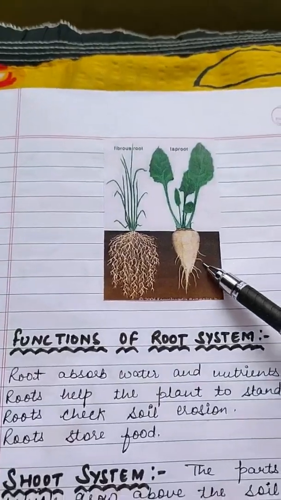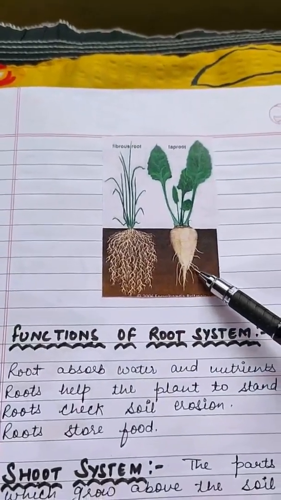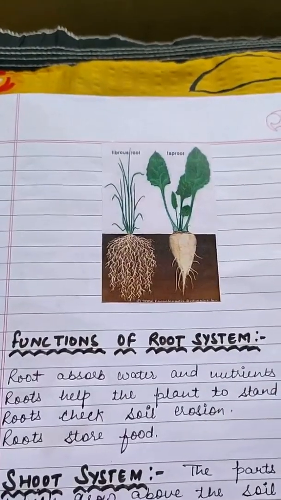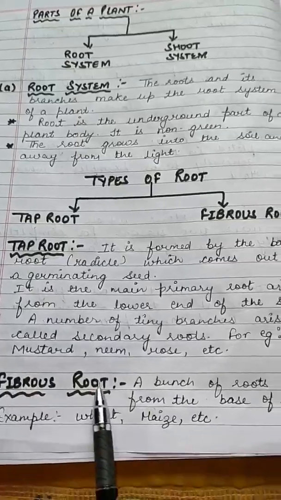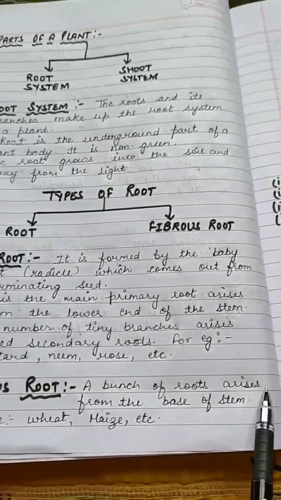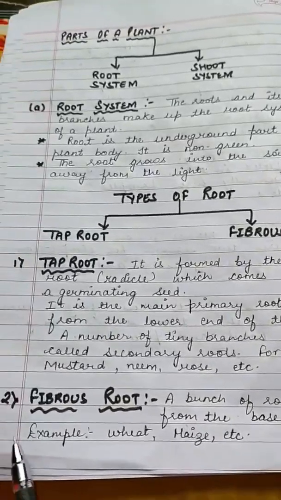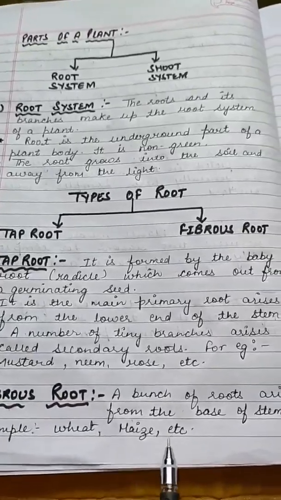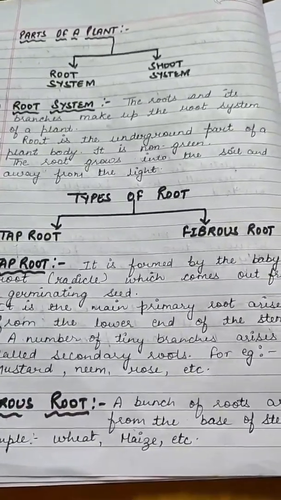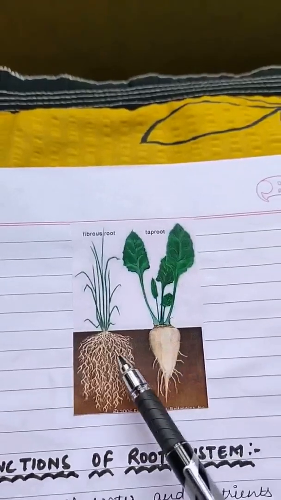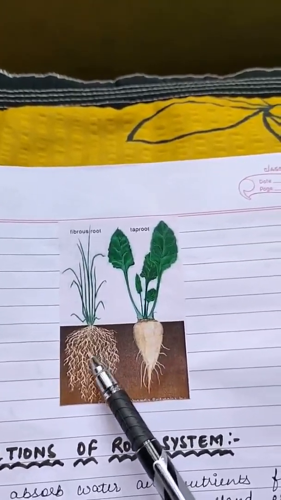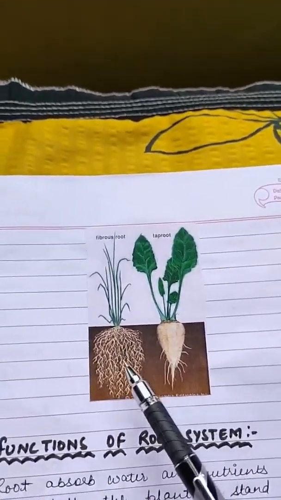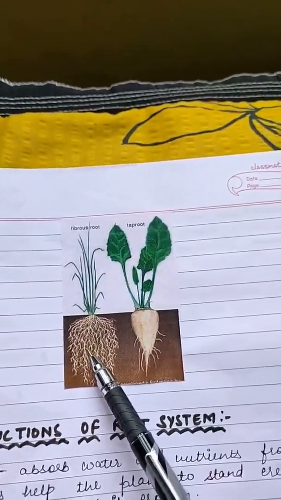And this taproot is formed by the baby root which comes out from a germinating seed. Next is fibrous roots. A bunch of roots arising from the base of the stem are called fibrous roots. For example, wheat, maize, etc. This is an example of a fibrous root. These are the bunch of roots arising from the base of the stem.